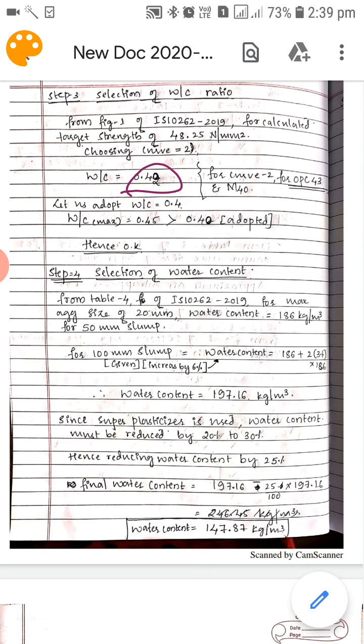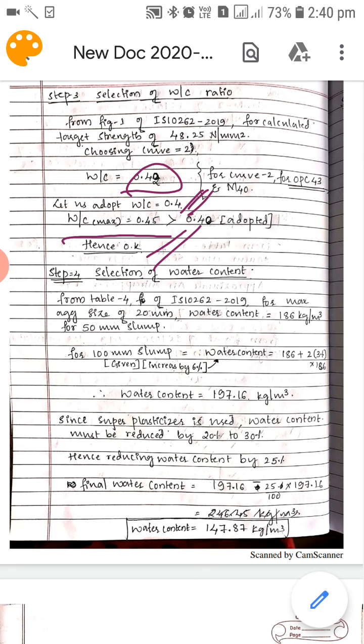I'll adopt it as 0.4. You can keep it as 0.42 as well, but I have just taken it as 0.4. The maximum water cement ratio mentioned in the question is 0.45. The one adopted by me is well within the limits, that is 0.4 less than 0.45, hence okay.